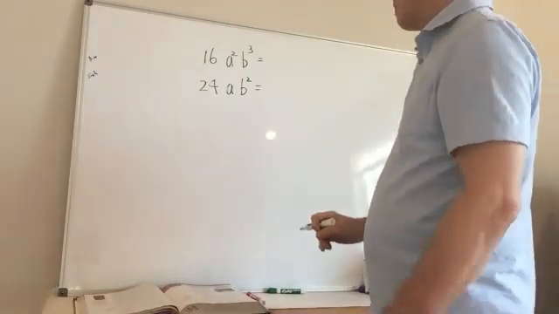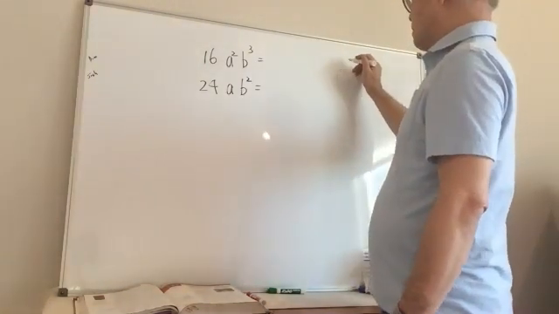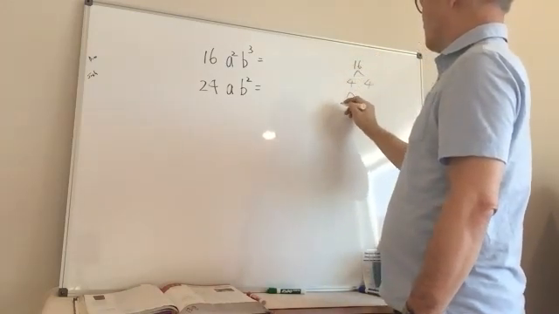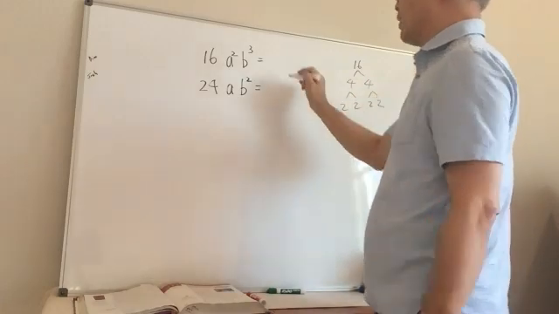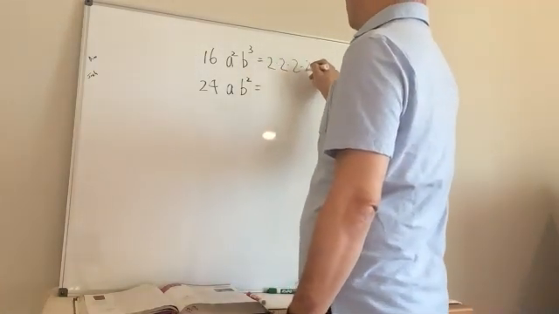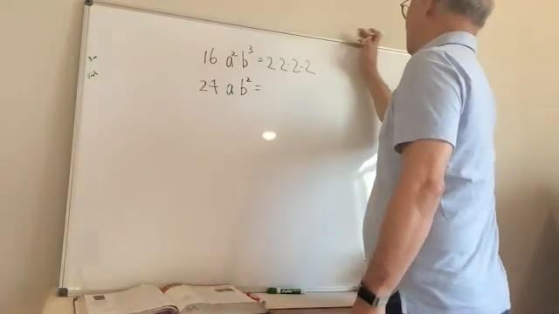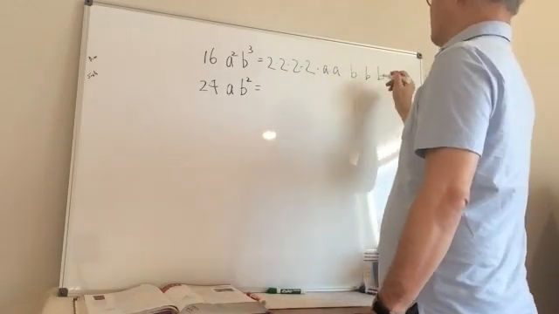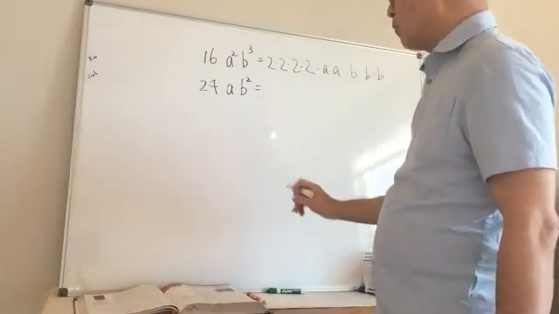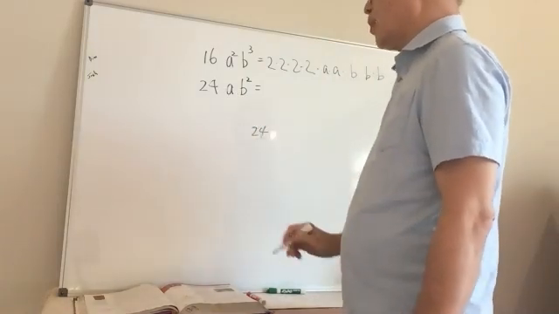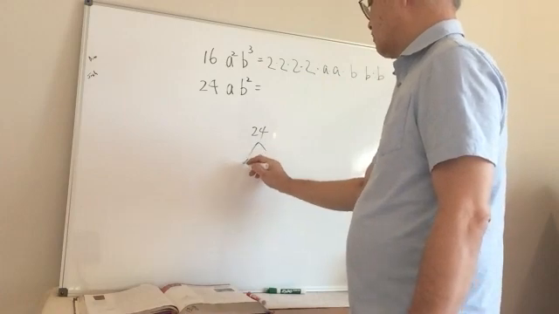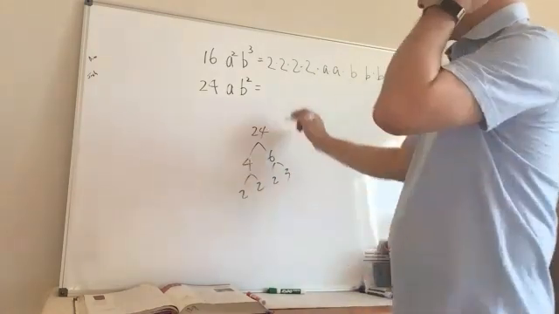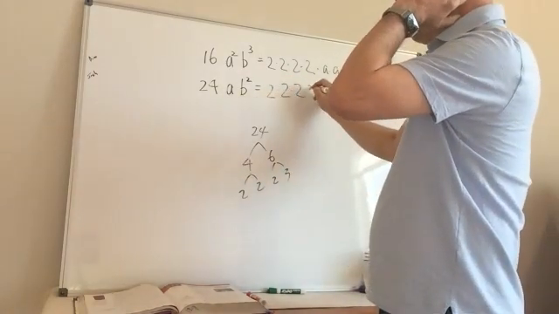Okay, so for the top one, it would be 2 times 2 times 2 times 2. That was very good. Eight. Okay. A times A, and then B times B times B. All right, good job. So the bottom one, you're going to have what? 3 times 2 times 2 times 2 for 24. Okay, so we're going to have 2, 2, 2, 3.